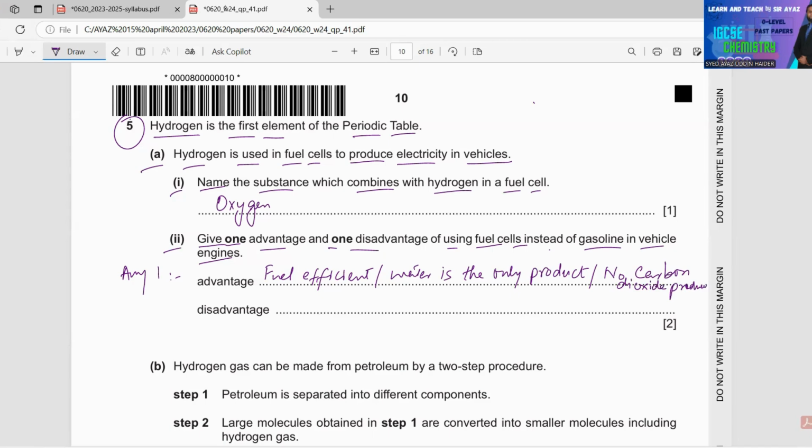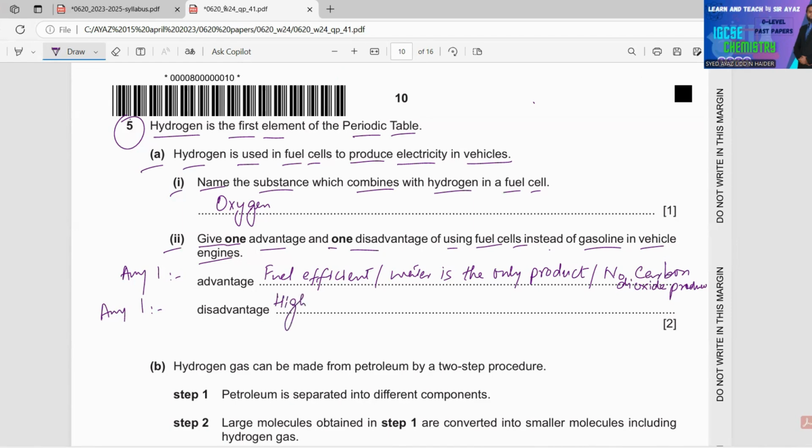What about disadvantages? Disadvantage, we need high pressurized tanks to store hydrogen. Hydrogen is also highly flammable. Heavy tanks needed, and there will be fewer hydrogen filling stations. So you can write any one from these.